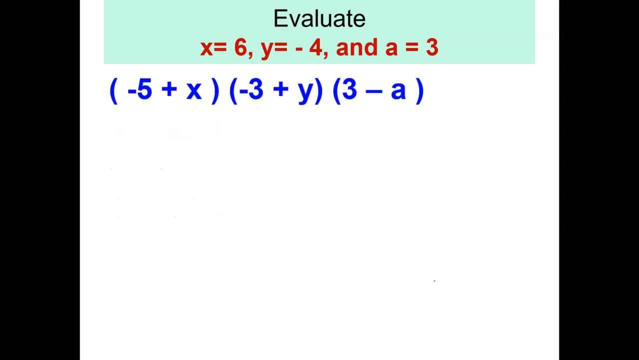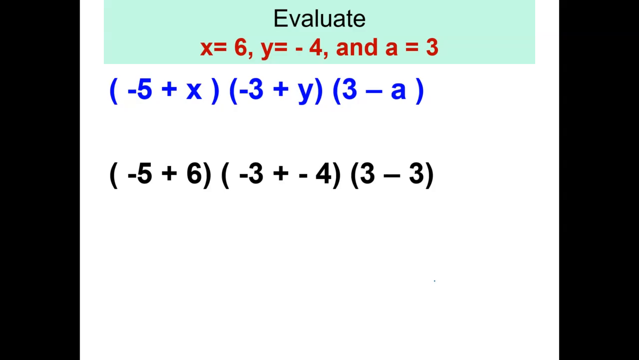Let's try another one. Negative 5 plus x, negative 3 plus y, and 3 minus a. Replacing x by 6, y by negative 4, and a by 3. So negative 5 plus 6 will give me positive 1. Negative 3 plus negative 4 will give me negative 7. And 3 minus 3 will give me 0.